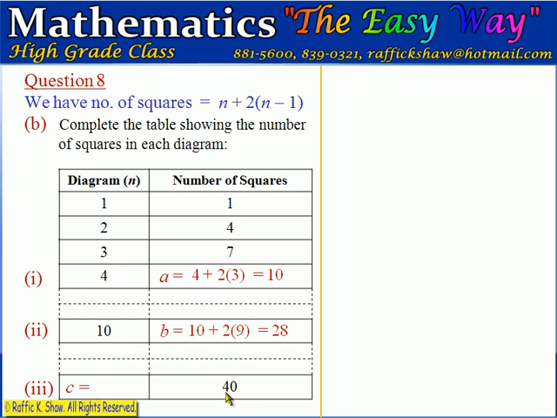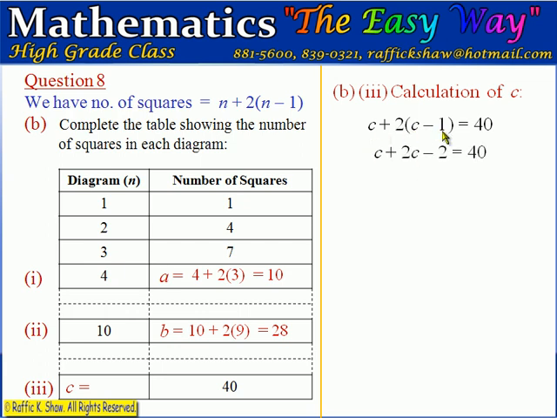Here now we have the number of squares and we want the diagram number. We can do this calculation using the same formulation, where in this case n is equal to c. If n is equal to c, then c plus 2 times c minus 1 will be equal to 40 squares. We are trying to find the diagram number c. So using the same formula, c plus 2 times c minus 1 would be equal to 40. All we need to do now is calculate the value of c from this equation.